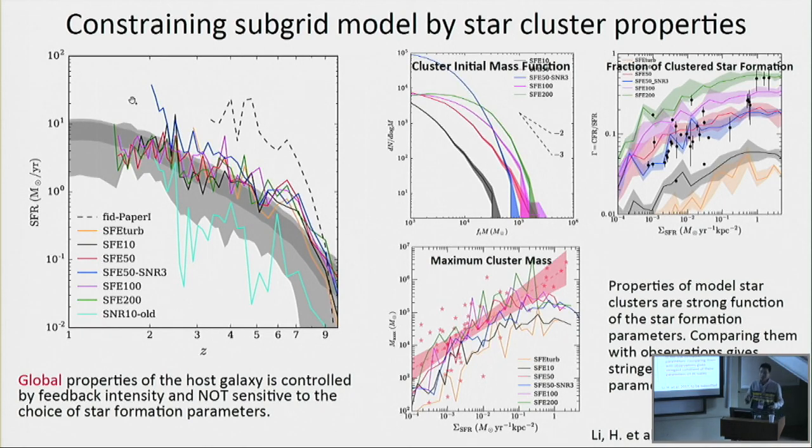It doesn't mean that you can do whatever you want in star formation. What we find is that the properties of the model star clusters in our simulation are very sensitive to the choice of the star formation parameters. So in this way, we have a brand new way to constrain star formation in cosmological simulations. If you're interested in this project, talk to me, or see my poster. Thank you.